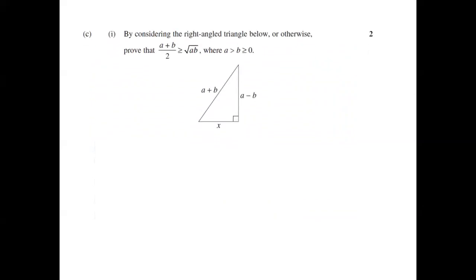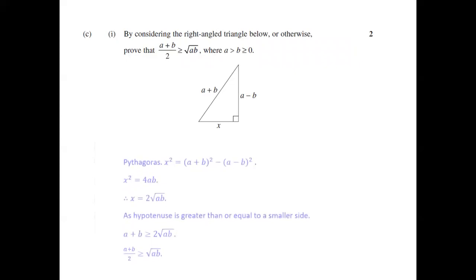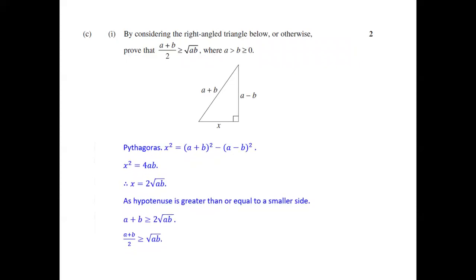See part 1. This is actually a very standard question in inequalities. But I guess some of the students were put off because of the right angle triangles that's drawn there, and then some of them actually make it harder than what it looks. So some students recognize that they start with Pythagoras, so they establish that x equals 2 root AB.